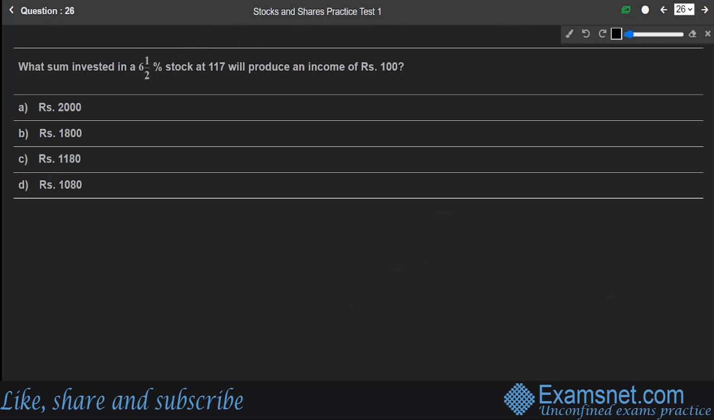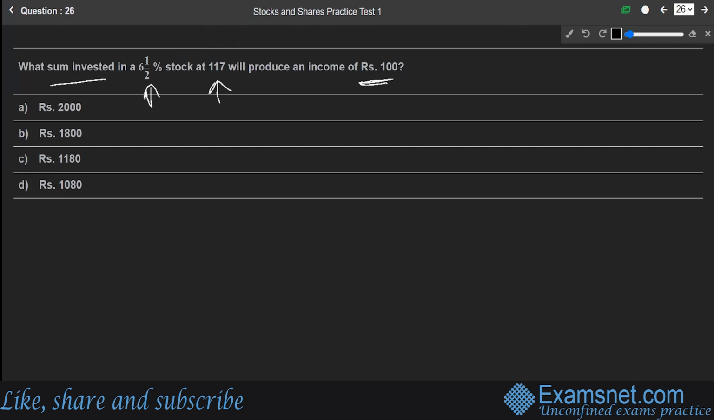Now the question says what sum invested in a 6.5% stock at 117 will produce an income of rupees 100. Okay, how much is the income being received? Income being received is 100. They're asking how much should be the investment at 117, because each share is costing 117, so that the income of 100 rupees is received.